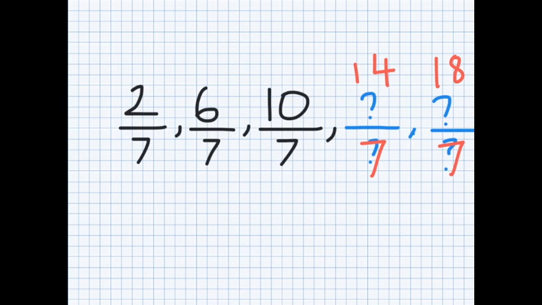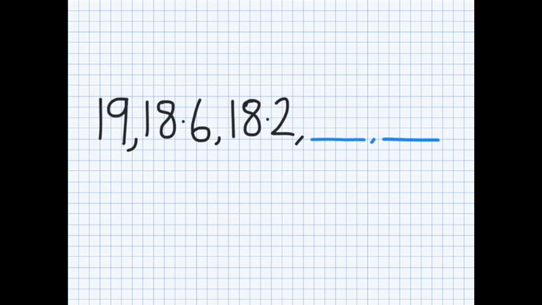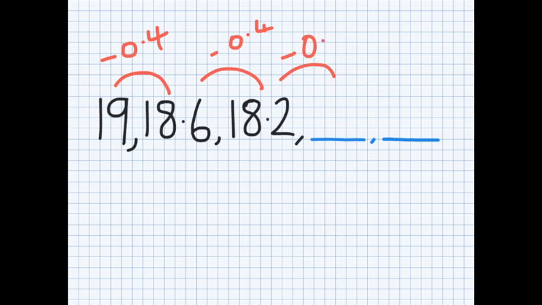Here we have decimal numbers, and the pattern's going down, so we'll be looking at subtracting 4/10 each time, or 0.4. So therefore, if we continue that, it's going to be 18.2, take away 0.4, which is going to leave us with 17.8, and we subtract 0.4 again, and we're left with 17.4.